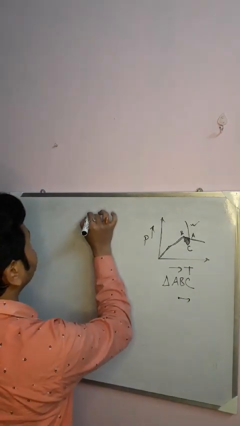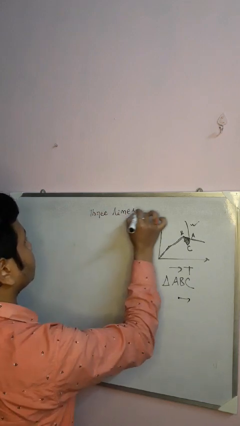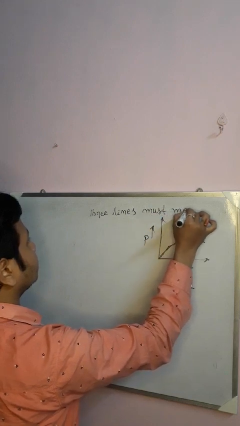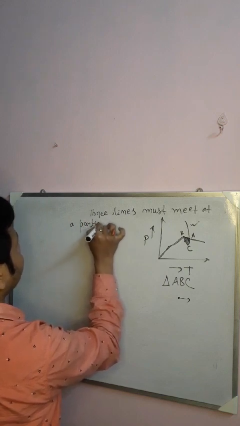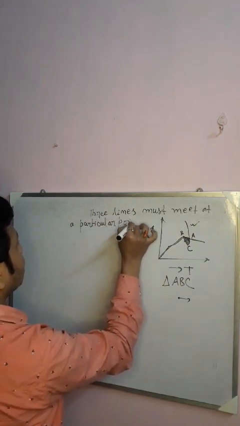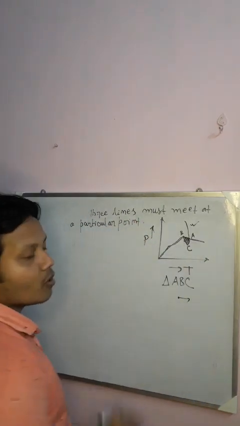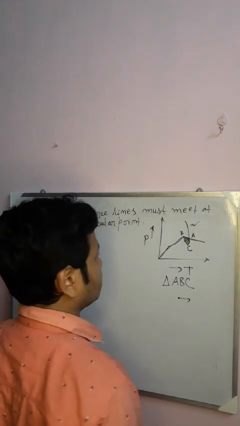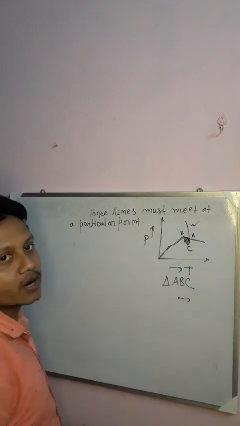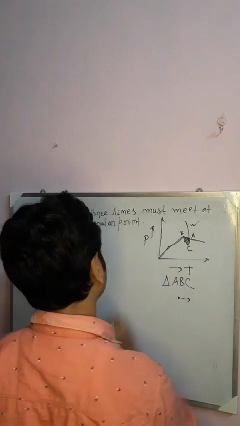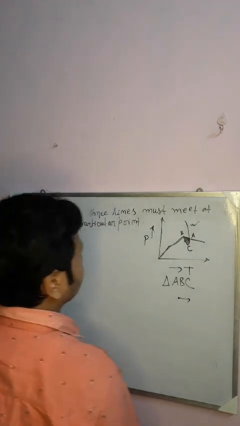So they must meet at a particular point. So the 3 lines must meet at a particular point. This shaded region and this type of form is not possible. It is not possible that for a particular line the entire substance can exist simultaneously in different forms within a particular region. So they must meet at a particular point. So this is what we have about the triple point.